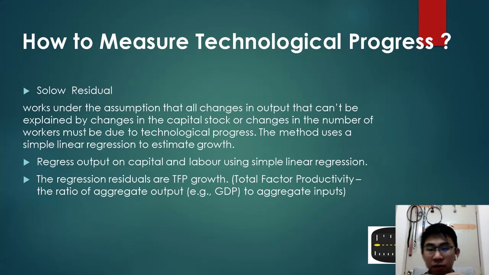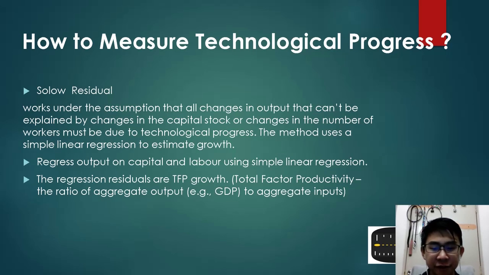Okay, now we need to measure this technological progress. In this measurement, we have a method called the Solow residual, which works under the assumption that all change in output can be explained by change in the capital stock or change in the number of workers due to technological progress, and the method uses simple linear regression to estimate the growth. It means that for this technological progress, we use the number of workers as a standard to measure which kind of growth it is, and regress the output on capital and labor using simple linear regression.